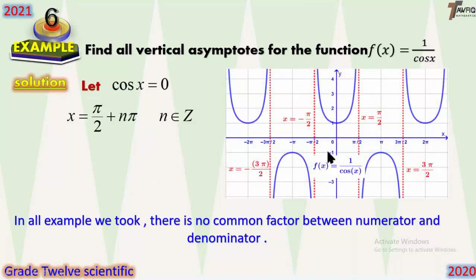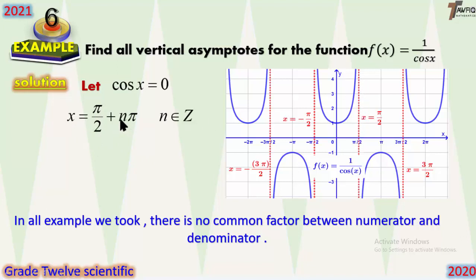As you can see in the graph of the function, if we put n equals minus 1, then x equals minus pi over 2. This is minus pi over 2. It is a vertical asymptote. When n is 0, therefore x equals pi over 2. It is a vertical asymptote.